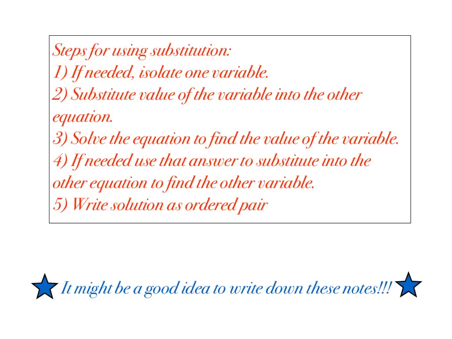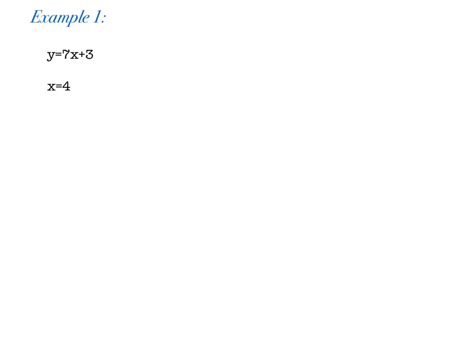Step 4, if needed, use that answer to substitute into the other equation to find the value of the other variable. Your final step 5 is to remember that your solution for a system of equations is always written in an ordered pair. Remember that you should be using a comma to separate your two values, and your ordered pair should be surrounded by parentheses. Now let's use our steps in order to solve several examples.